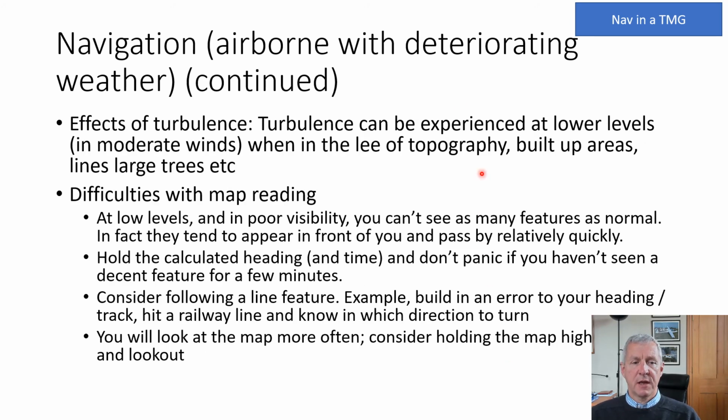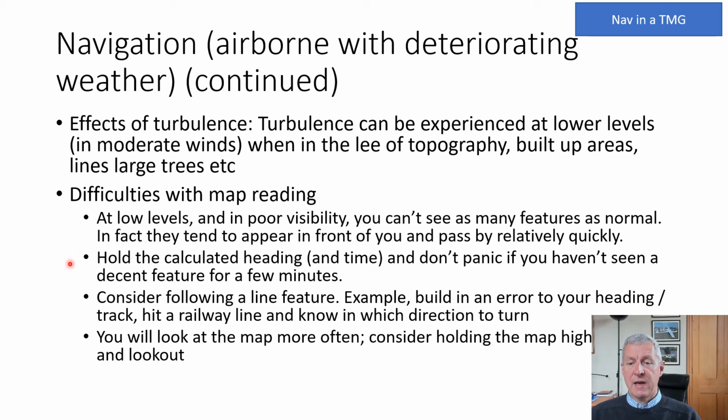A few other things to think about in this event. You've probably got some turbulence. The lower down, you're going to get turbulence. Topographical turbulence, built-up areas, big trees and things if you really are there. Also thermal turbulence. So that can be an issue that can make life a bit more difficult. And map reading is going to become more difficult. At low levels and in poor visibility, you can't see as many features as normal. They go past more quickly, and small things that aren't on the map appear big. So you can get lots of villages and that can confuse you.